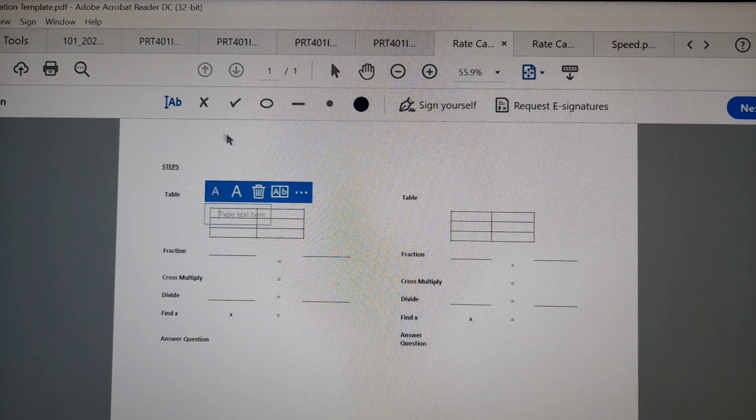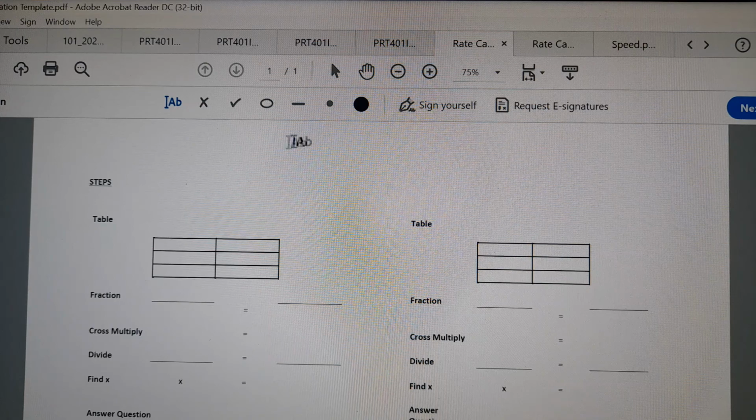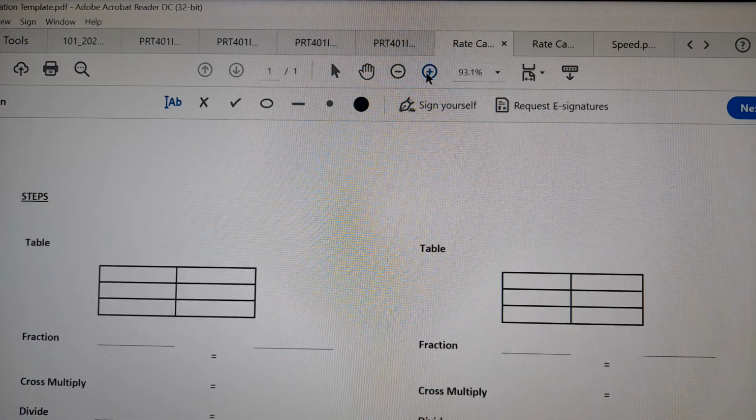Let me zoom in so that you can see my table. Can you see my table? Yes, I will zoom it again and I will take it up a bit.